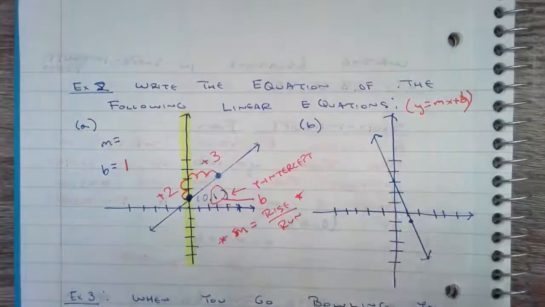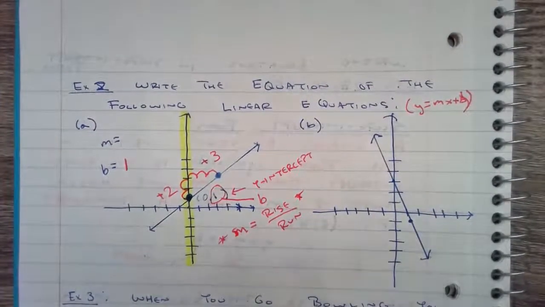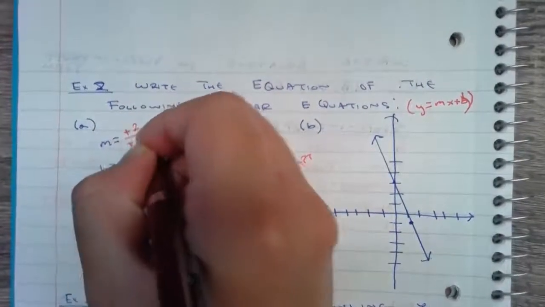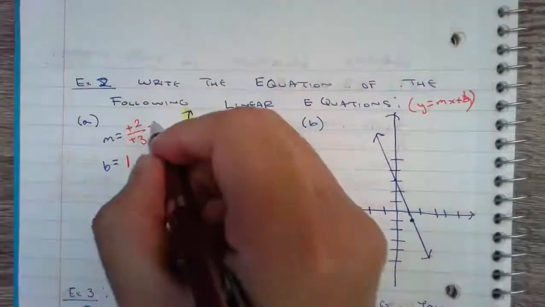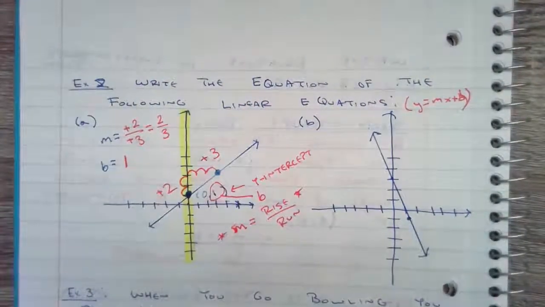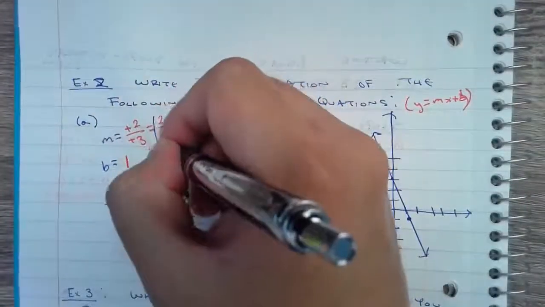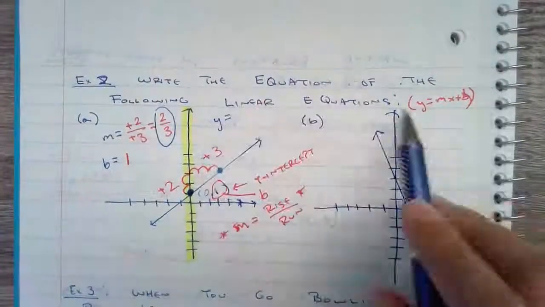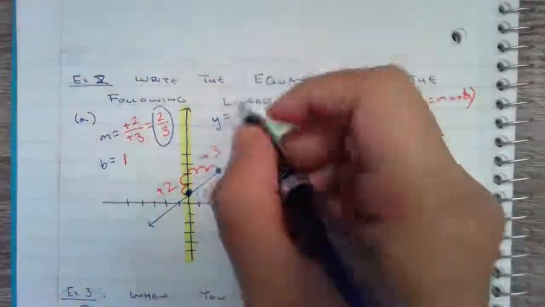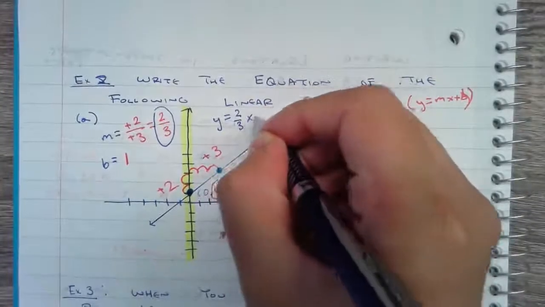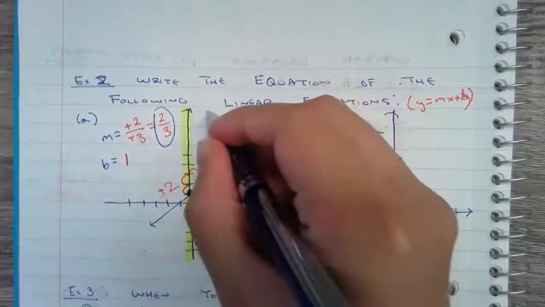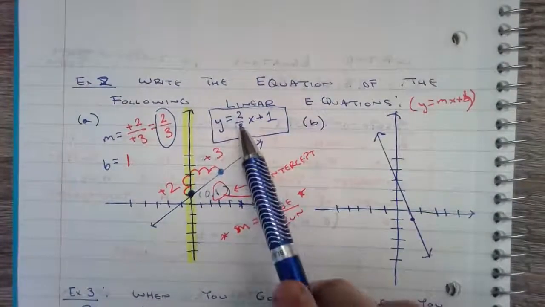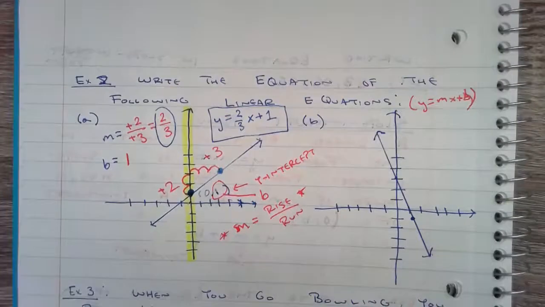So positive 3. So now your slope, again, it's rise over run. So your slope ends up being positive 2 over positive 3. What does that simplify to? That simplifies to 2 over 3. And so now, you have a slope of 2/3. So now I can write my equation. Remember, your equation is y equals mx plus b. So it's going to be y equals 2/3 x plus 1. And there you go. That's the equation that you want. Your m and your b. Found them easily? That's it.